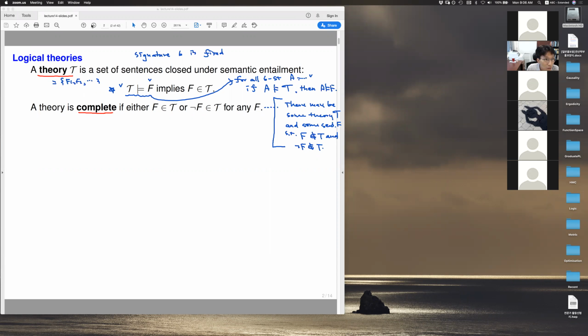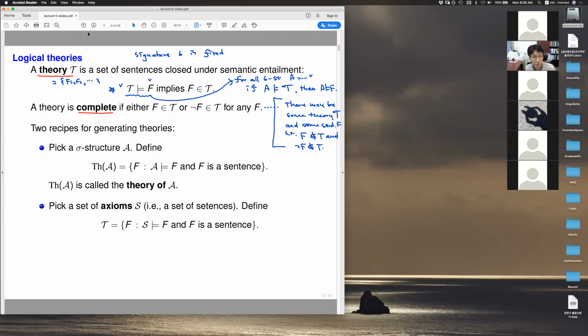Okay. And then there are two recipes for generating theories. The first is more semantic, the second is more syntactic. The semantic approach is we pick a structure A. This A is a particular structure, and then we collect all the first order sentences that are true under that structure. We call this the theory of A.